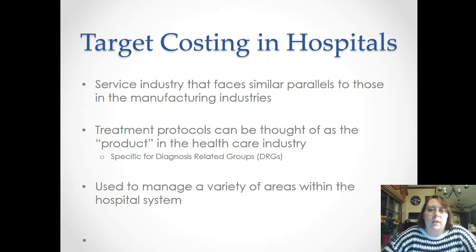So what about a service industry like a hospital? A hospital is a service industry, and it faces similar parallels to those in manufacturing industries, even though we don't think of them that way. And because of rapidly changing technology in medical and healthcare practices, we have new methods of treating disease states that are constantly emerging every day in the marketplace.